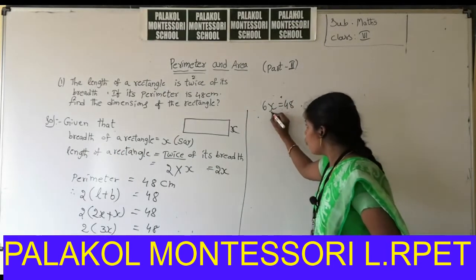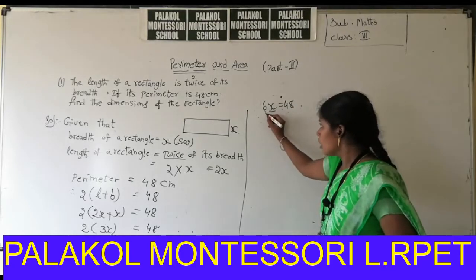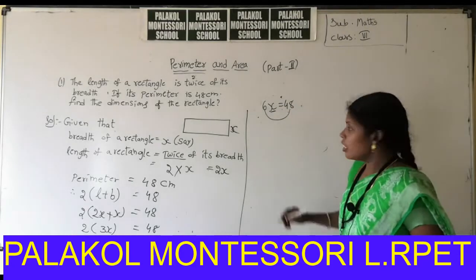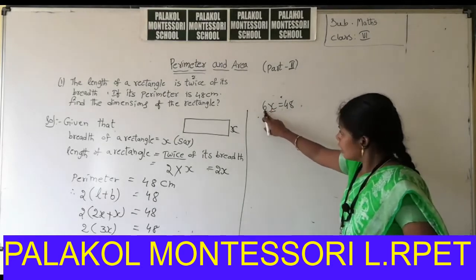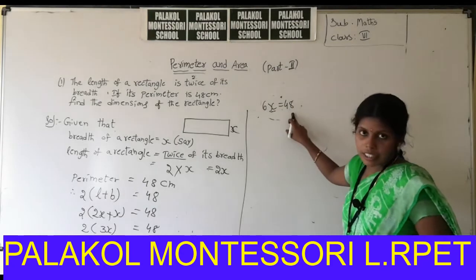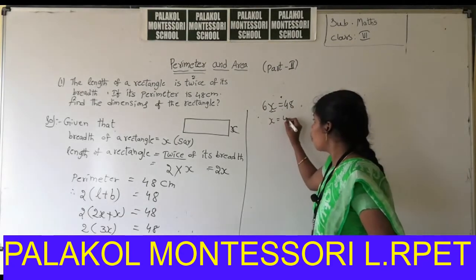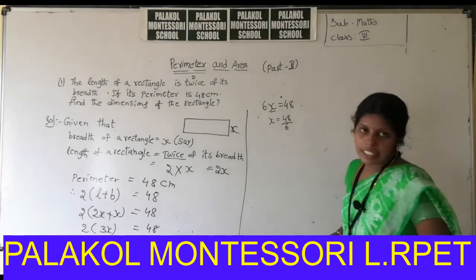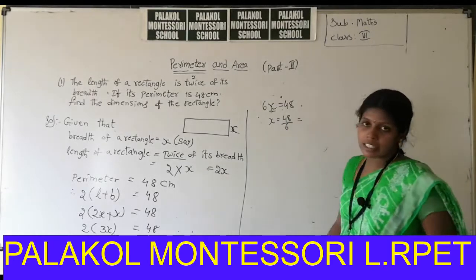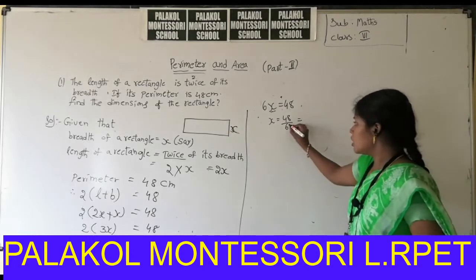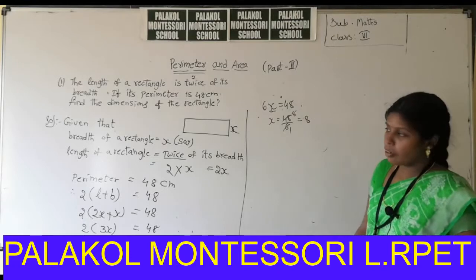So we can find the x. This 6 comes outside to this side. This 6 is multiplied with x, so this 6 comes to this side and it can be divided. So x is equal to 48 divided by 6. How many times does 6 cancel? 6 table. This is 1 time and this is 8 times. So x is equal to 8.